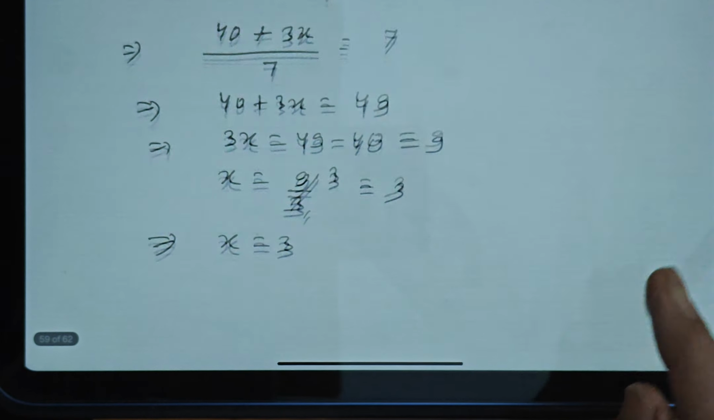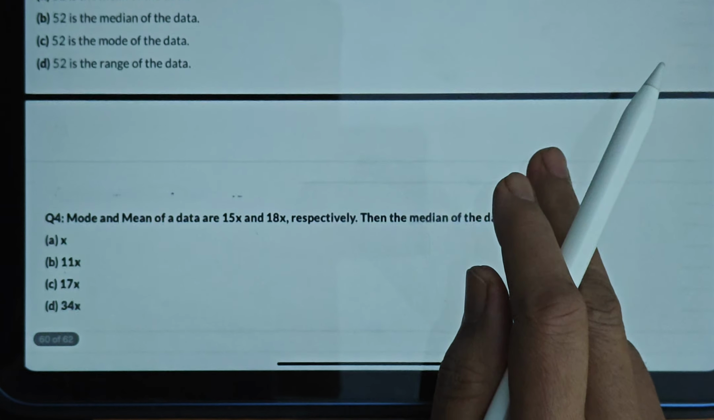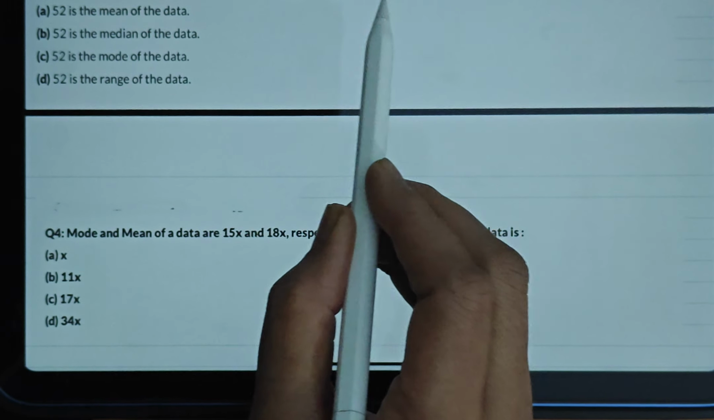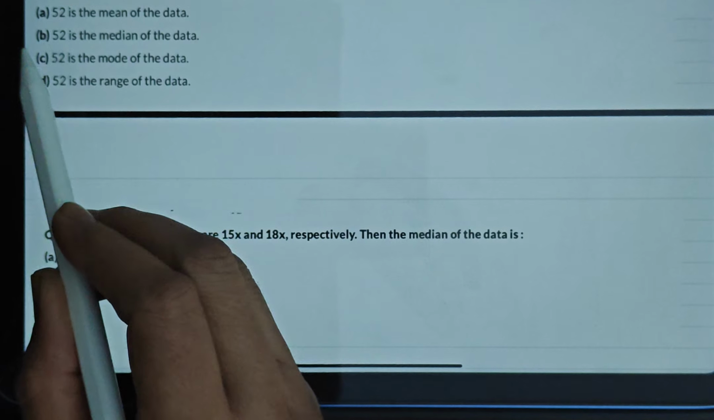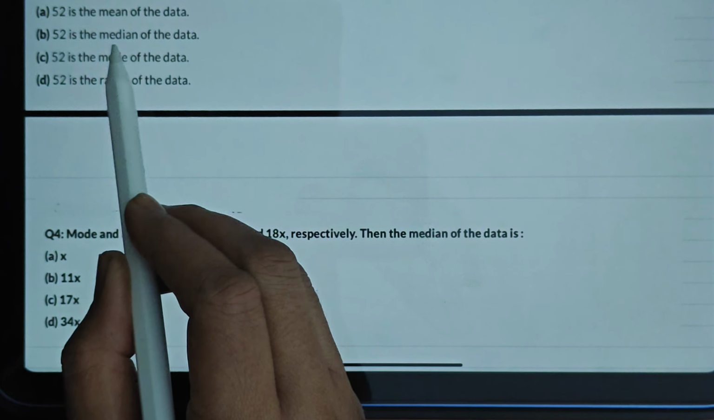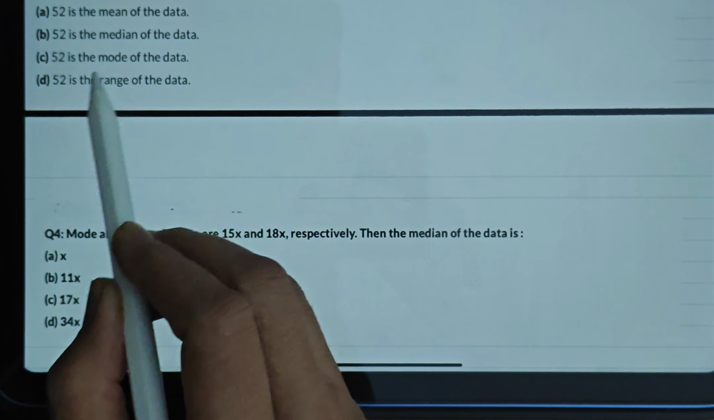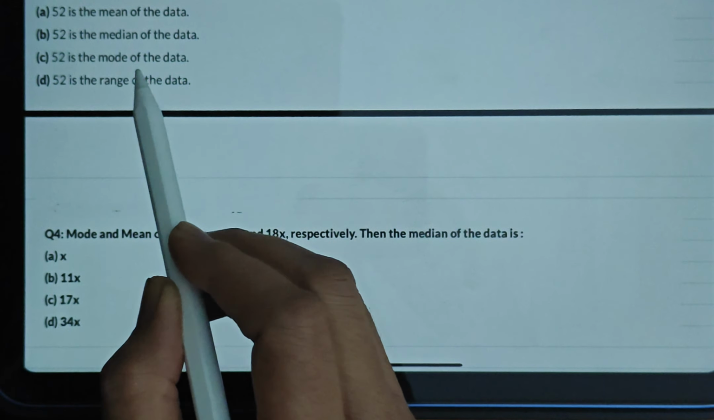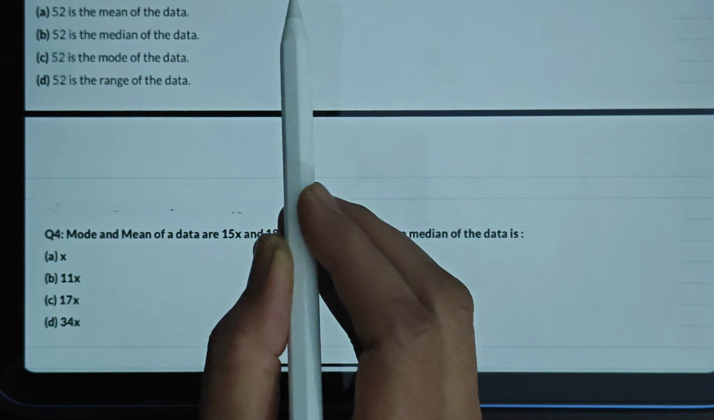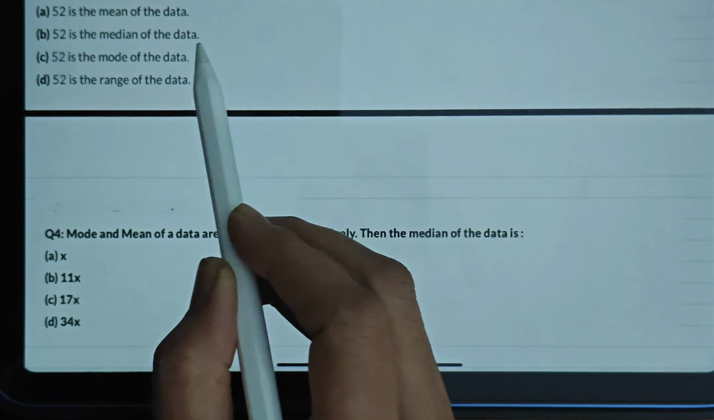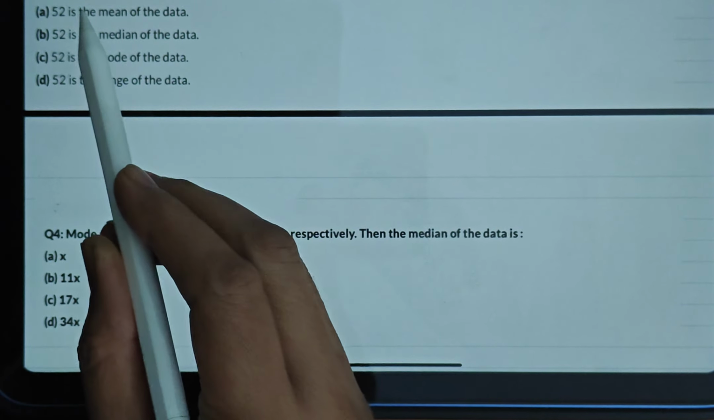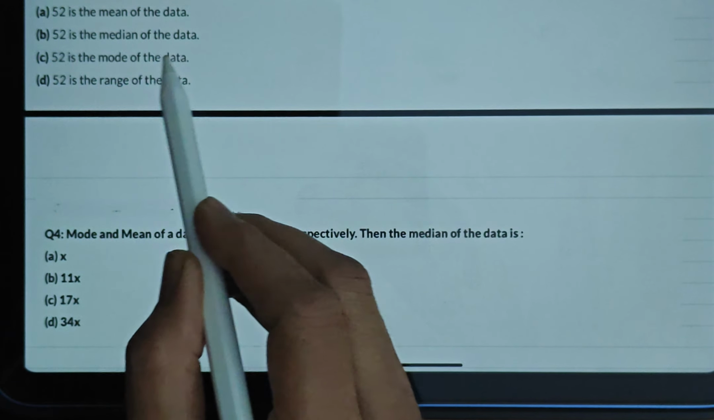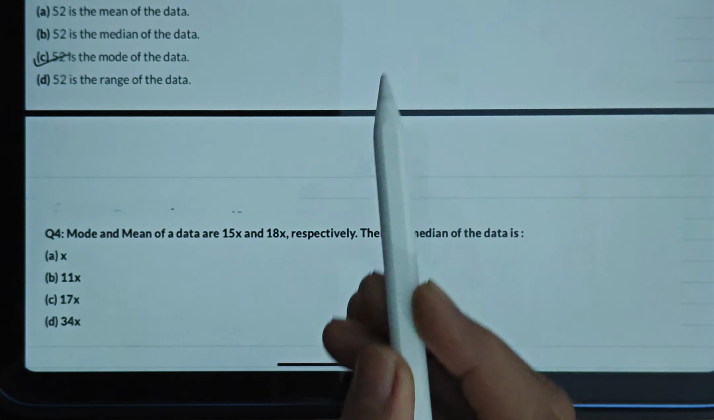Okay, now come to the next question. This is the very simple question once again. If the maximum number of students has obtained 52 marks out of 80, then 52 will represent mean, 52 will represent median, 52 will represent mode, 52 will represent range. This is the meaning of the question. Okay, so you know by the definition of mode that the maximum number of repetition of data is called mode. So maximum number of students has obtained 52, so 52 will be the mode of the data. So this is the option, that's all.